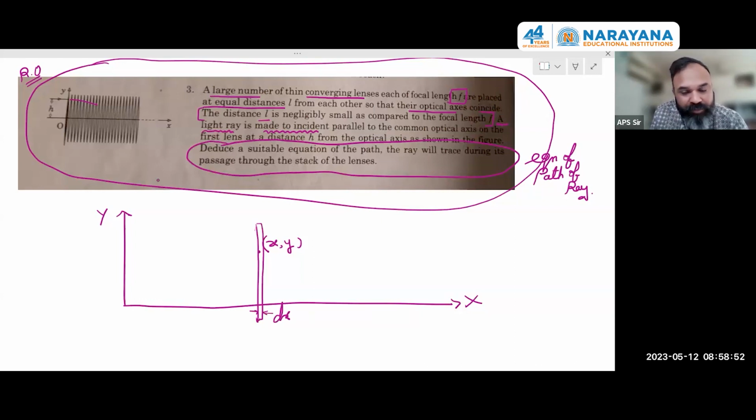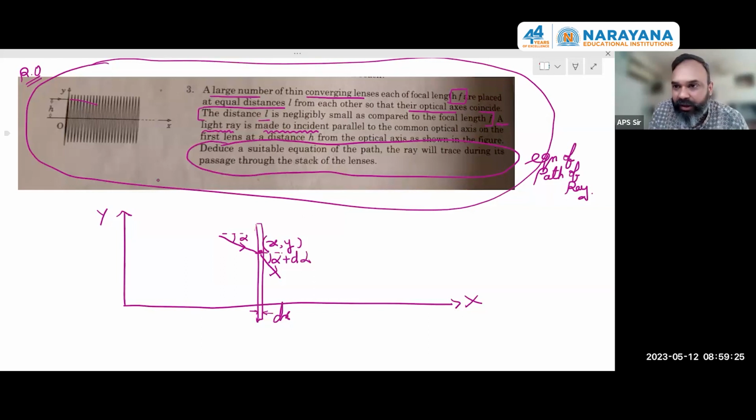What happens here? The ray which reaches this point x, y reaches here at some angle with the horizontal. I can treat this angle, let's say, as alpha. And what is going to happen is, as the ray passes through two refractions and comes out, I'm showing the effective deviation. I'm saying this angle becomes alpha plus d alpha. D alpha is the further deviation of the ray.